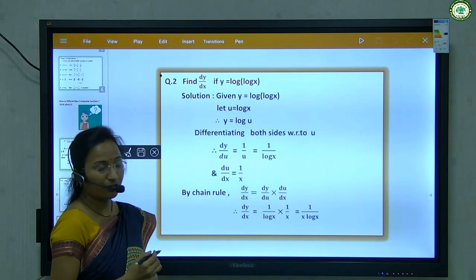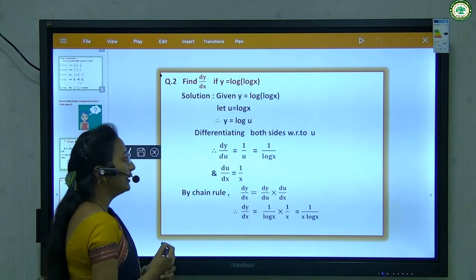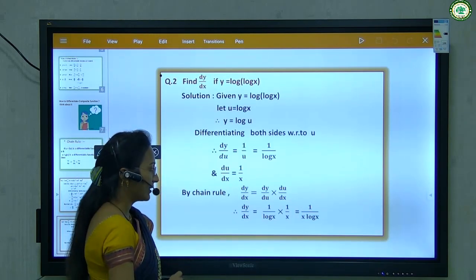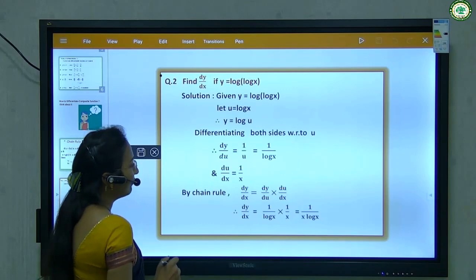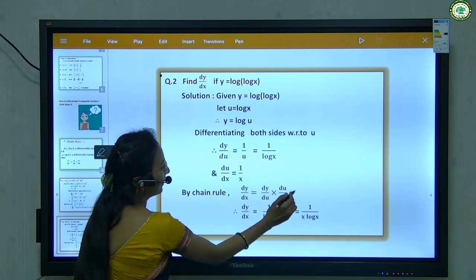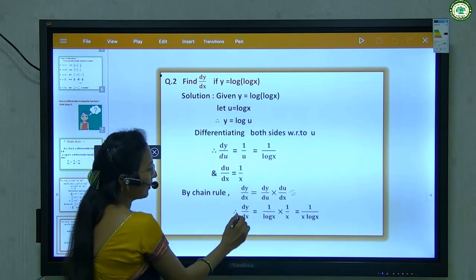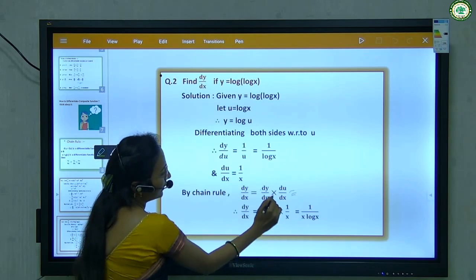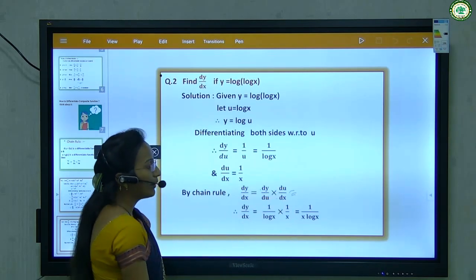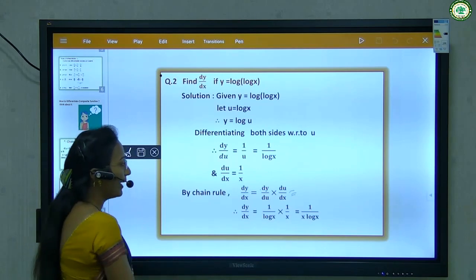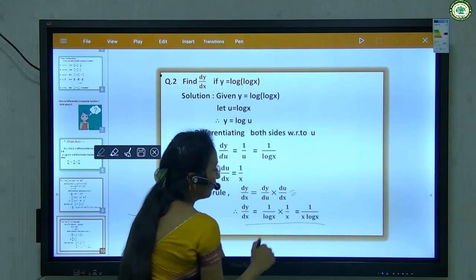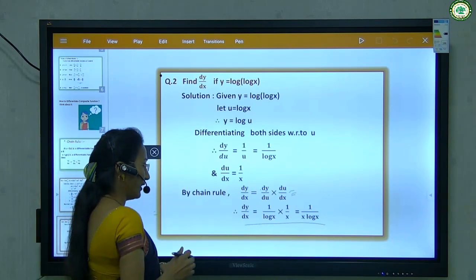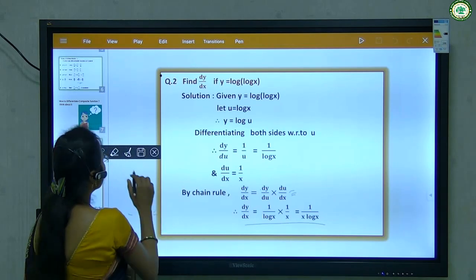Now apply the chain rule. We know that by the chain rule, dy upon dx is equal to dy upon du into du by dx. Now put the values of dy upon du and du by dx. Here we get dy upon dx is equal to the value of dy upon du, which is 1 upon log x, into, sign as it is, the value of du by dx, which is 1 upon x. Therefore, by calculation, 1 upon log x into 1 by x becomes 1 upon x into log of x. This is the solution.